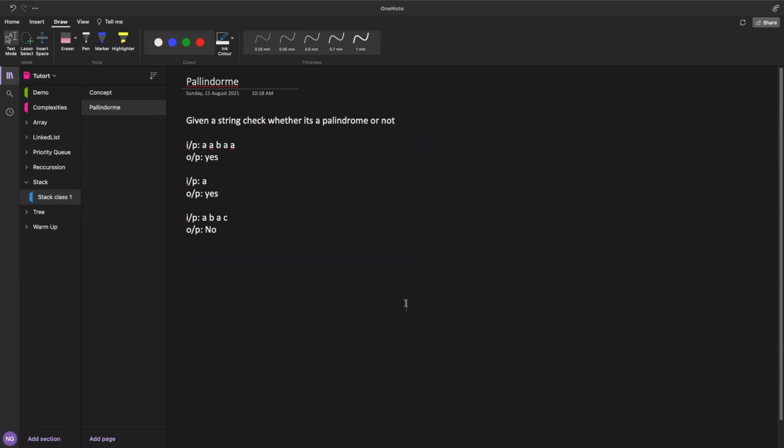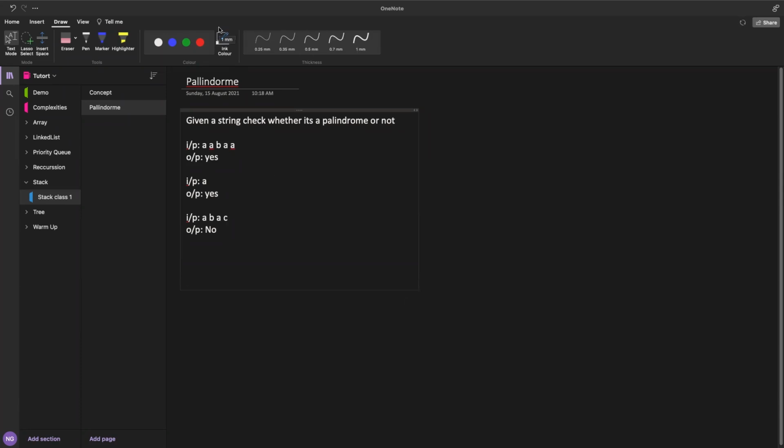Now, I definitely know we can check whether a string is a palindrome by reversing the string and then comparing both strings side by side. If both strings are the same, then the string is a palindrome. Okay, that is fine. But can you think of an approach where you can apply the stack to solve this problem?